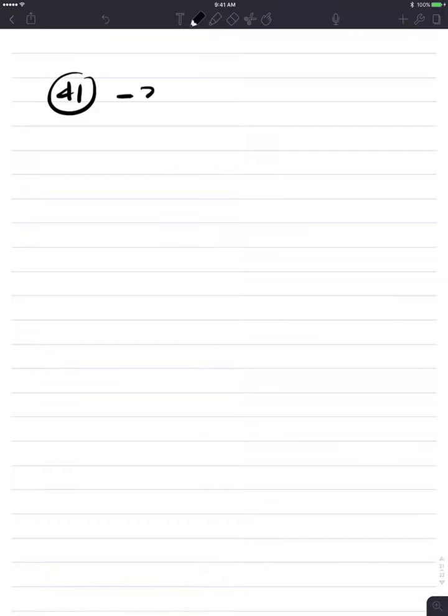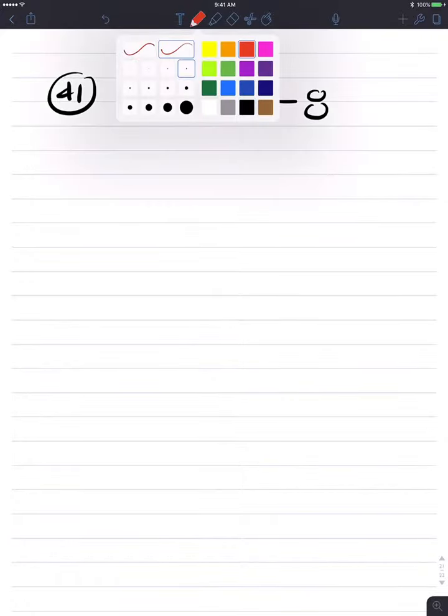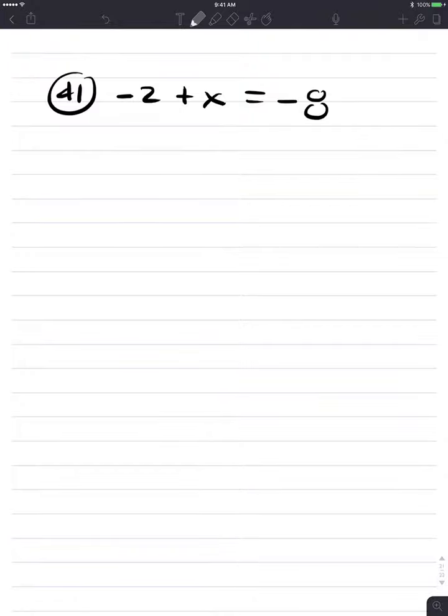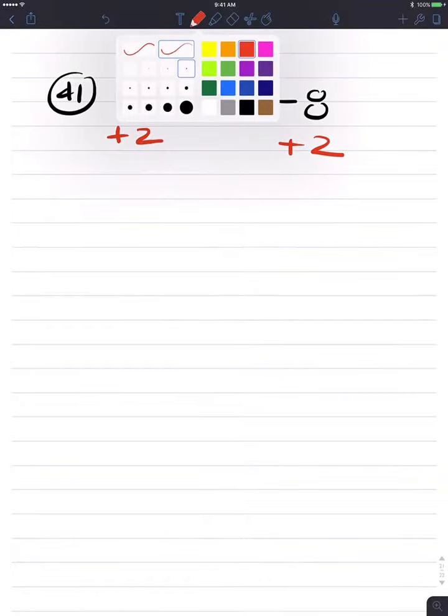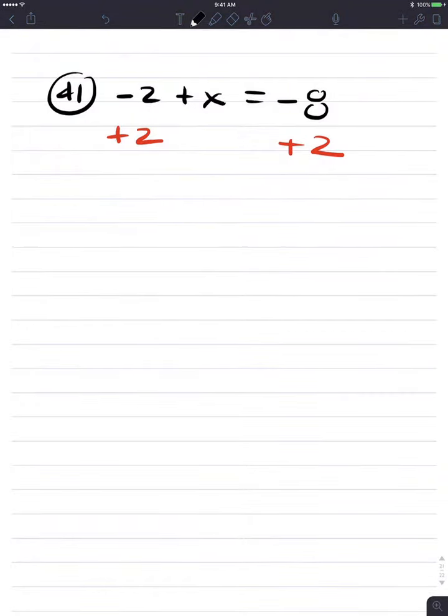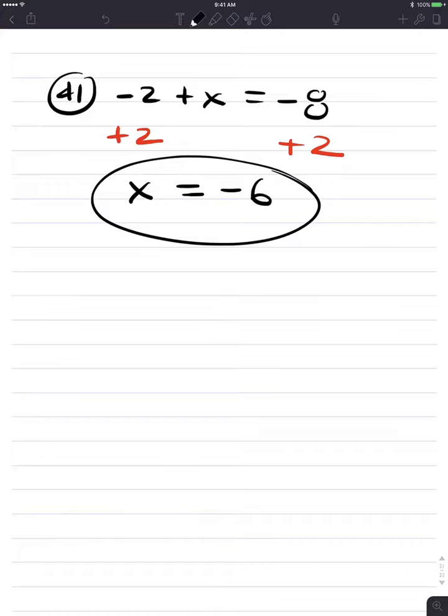Negative 2 plus x is negative 8. To get x by itself, I have a negative 2 added to it. I'm going to add 2 to both sides so that that negative 2 goes away. You're left with x equals negative 8 plus 2, which is negative 6.